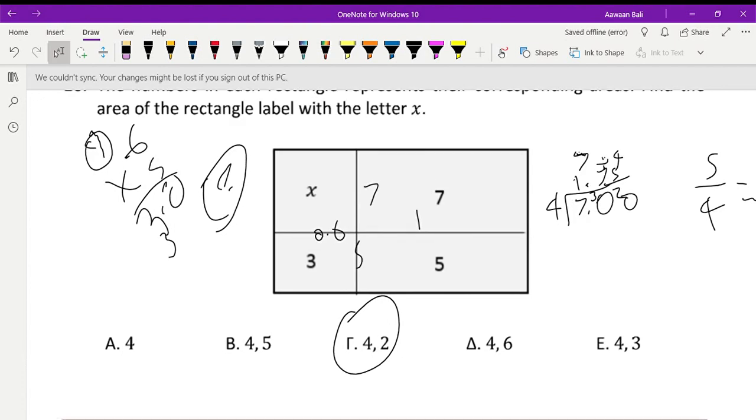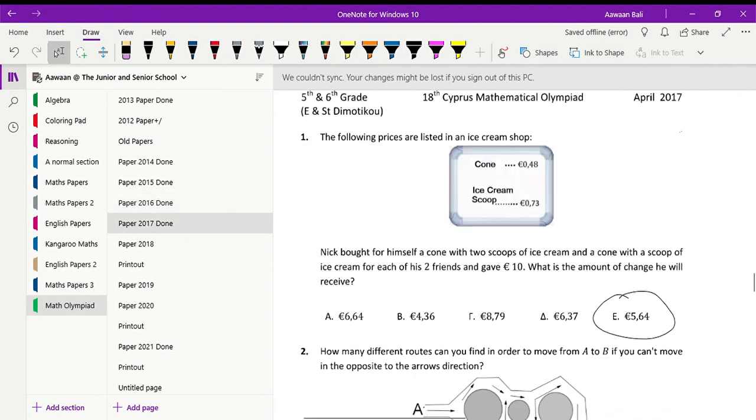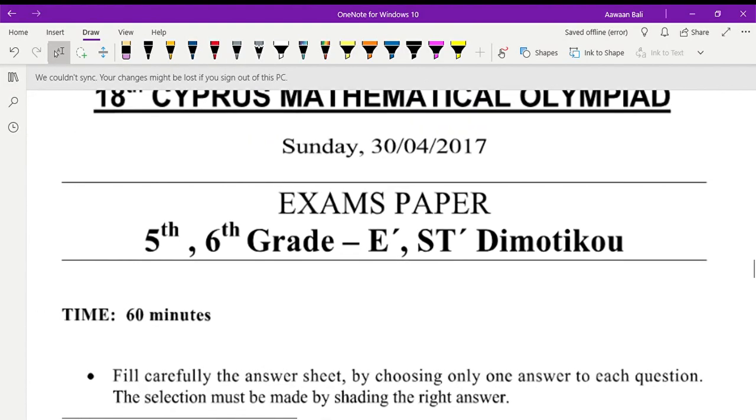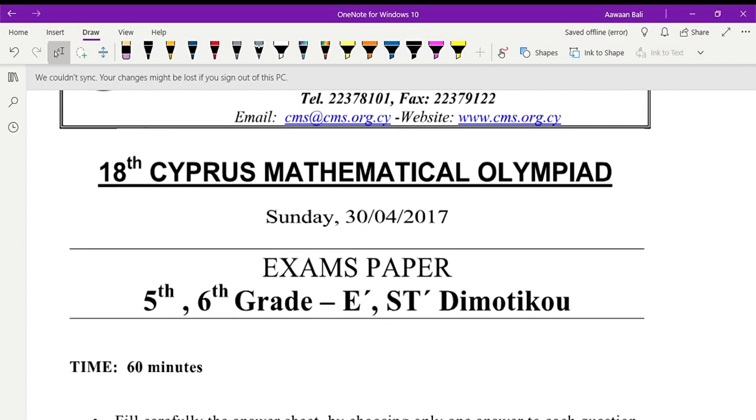Now we're going to the paper of 2017, and it's for 5th and 6th grade again. It's the 18th Cyprus Mathematical Olympiad.